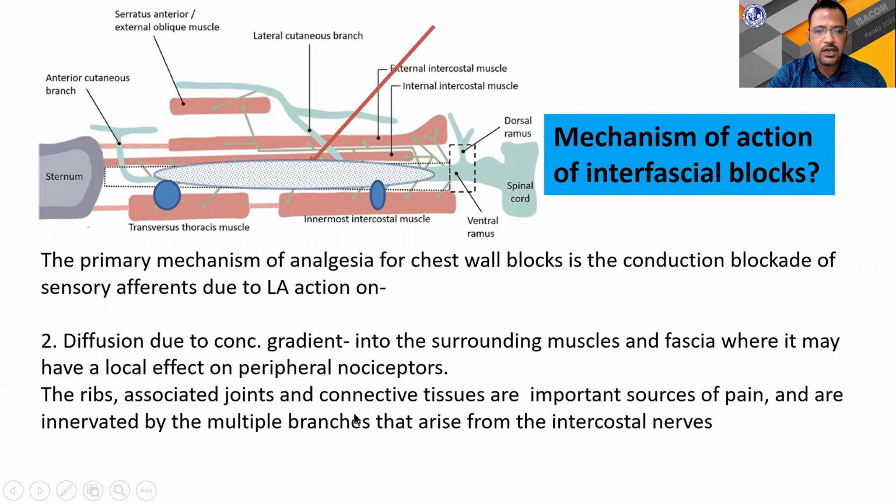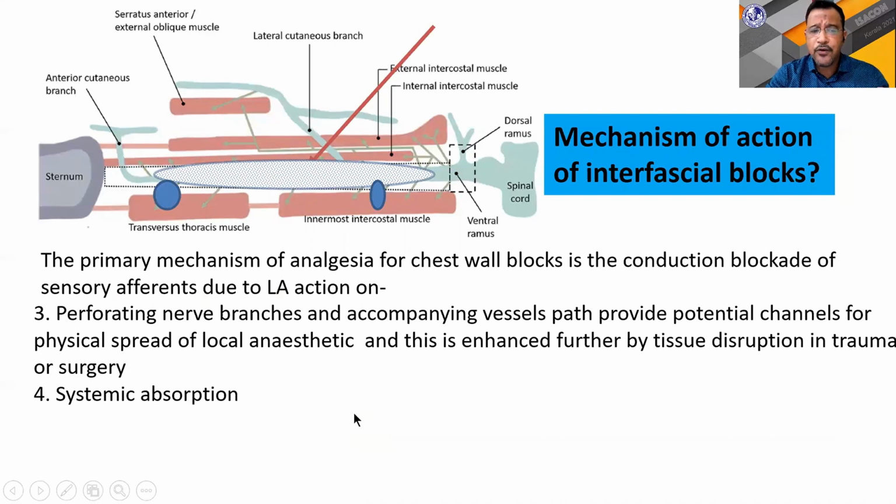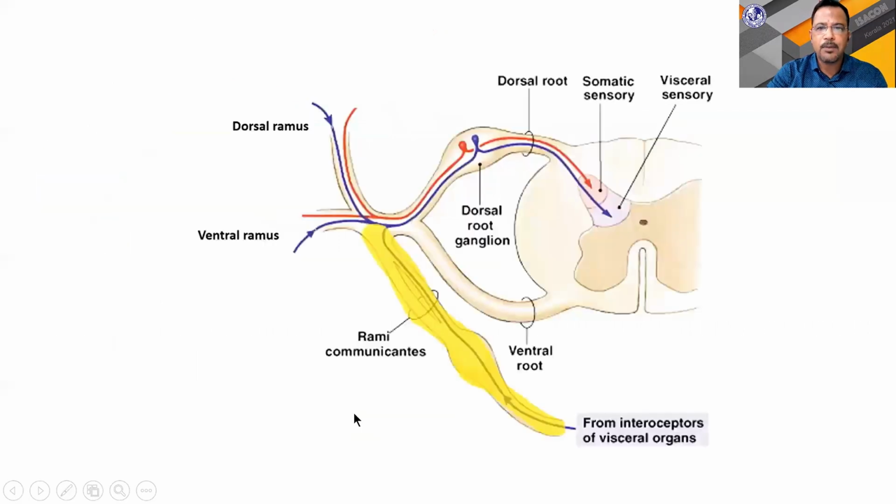The ribs, the associated joints and connective tissue are an important source of pain and are innervated by multiple branches of the intercostal nerve. So by the diffusion gradient, these peripheral nociceptors of the ribs and associated connective tissue are blocked. Also, the perforating nerve branches and the accompanying vessels provide a potential channel for the spread of local anesthetics, and this is further enhanced by the tissue disruption in trauma and surgery, and by systemic absorption, which is one of the actions. So these are the four different mechanisms of action of interfascial plane blocks.